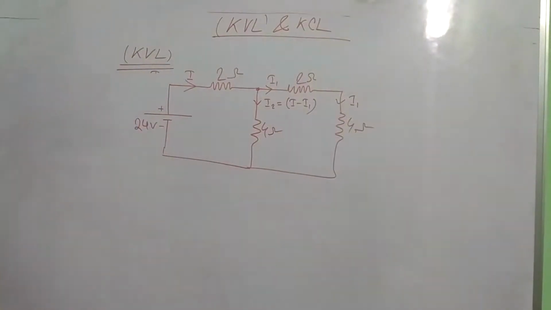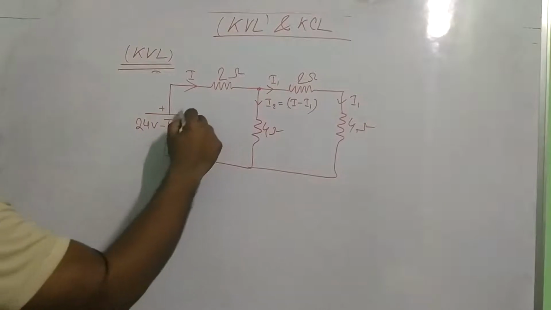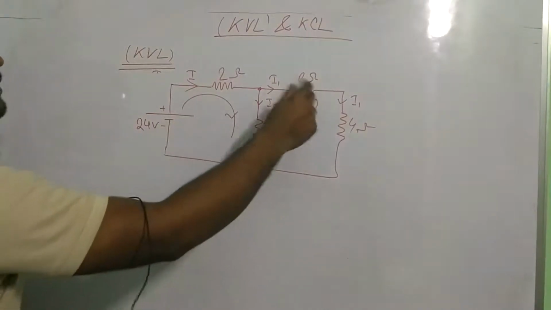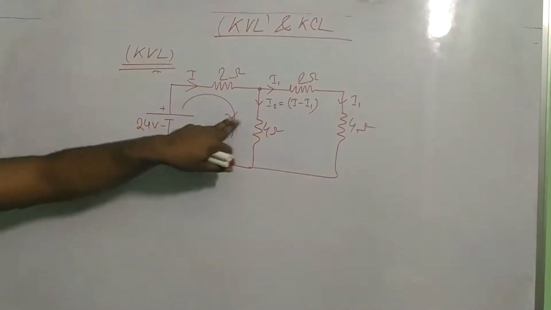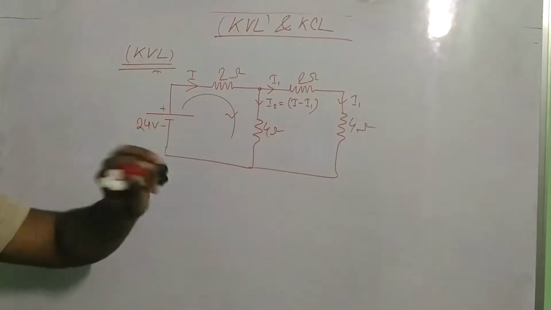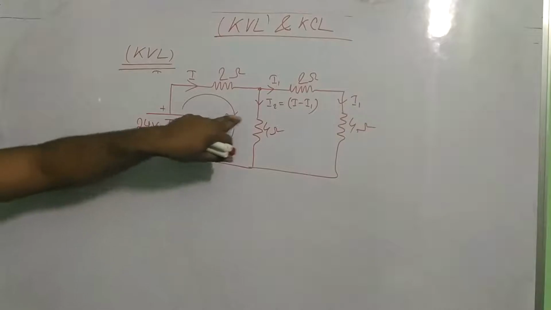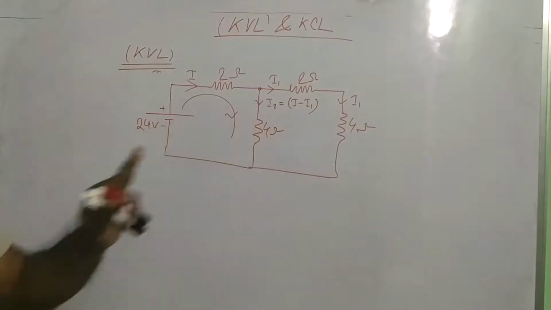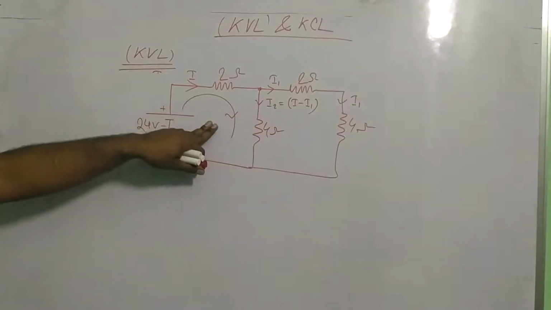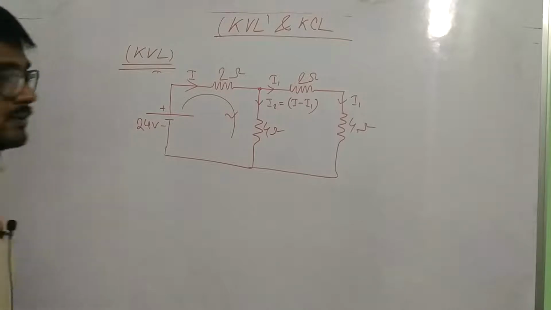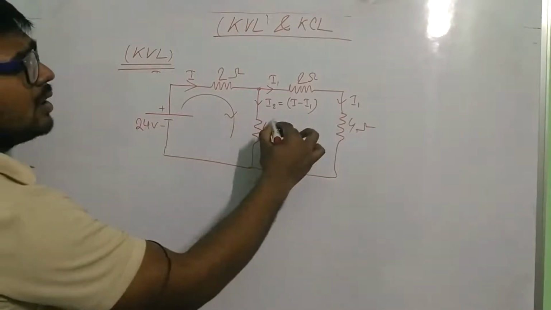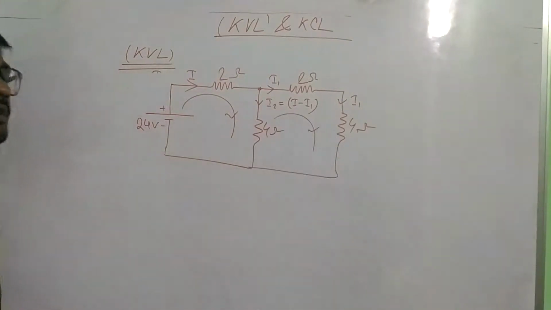After that I am applying KVL from this loop and this loop in any direction. If you take this one clockwise and this one anti-clockwise, it's okay. If you take this anti-clockwise and this also anti-clockwise, it's okay. If you take this anti-clockwise but this clockwise, it's okay. This is your choice. I am taking both in clockwise. I think this is a standard.